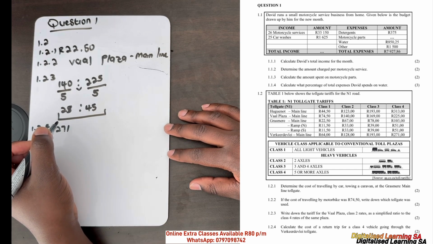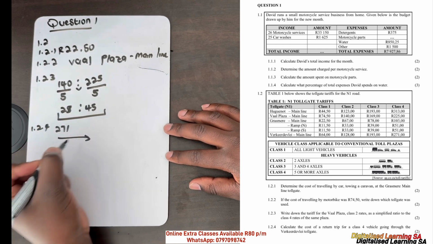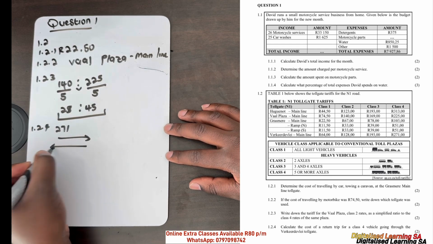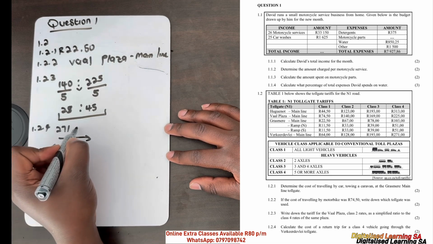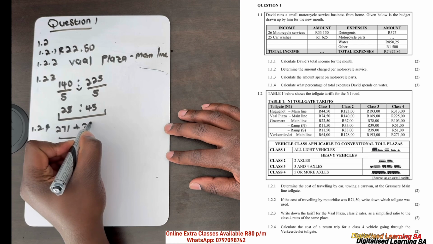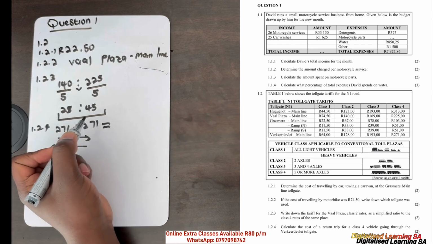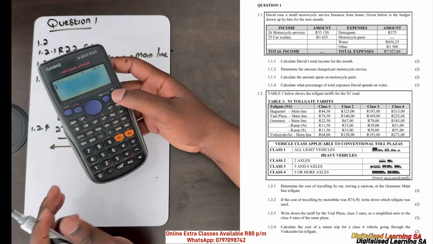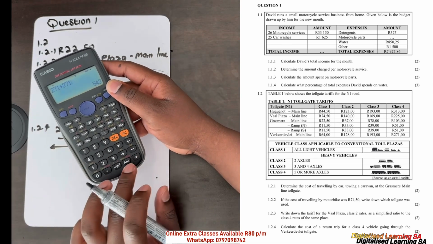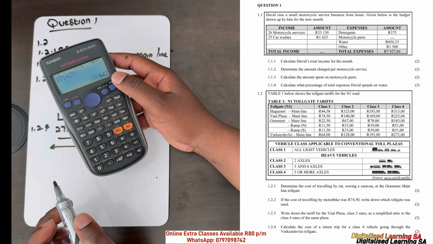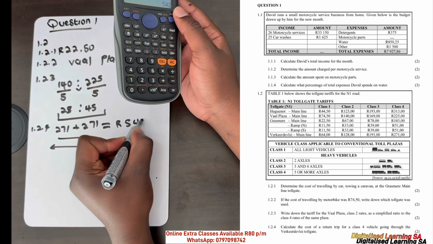Remember the question says that for a return trip, meaning that it is going and going back. So you will pay while going and then pay while going back again. So we can just say plus 271, or we can just multiply by 2, either way. So if we add the 2, so it's 271 plus 271, the cost will be 542.